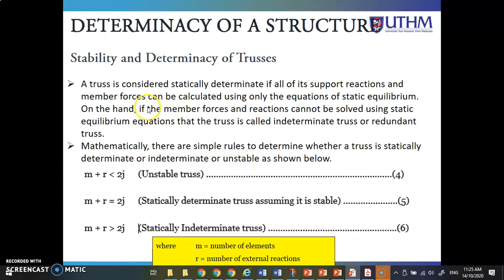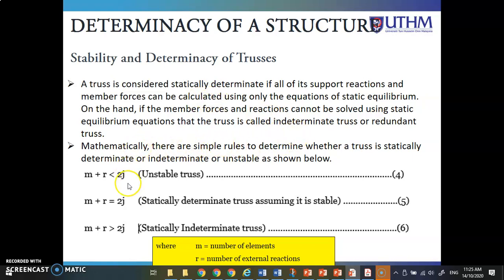So tadi early in this chapter I already discussed about how the tension and compression structure. Okay, so a truss is considered statically determinate if all its support reaction and member force can be calculated, sama juga conditionnya, by only using the static equilibrium equation. On the other hand, if the member forces and reaction cannot be solved by using the static equilibrium equation, that truss is called as indeterminate trusses or redundant trusses. Okay, so sama konsep. Kalau kita tak boleh solve using the static equation, kita consider dia sebagai indeterminate trusses.